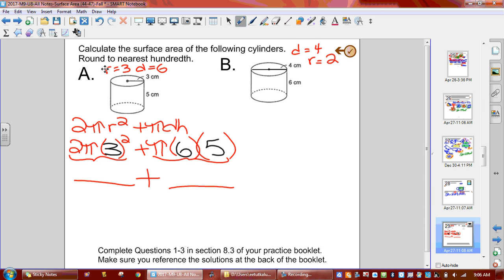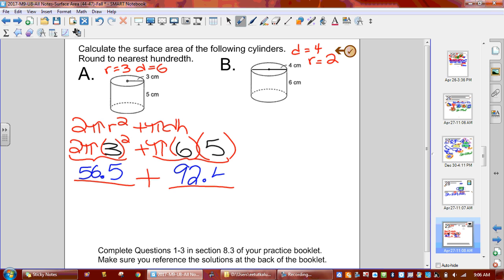This is going to give us 56.5. If the question doesn't tell you how to round, always round to 1 decimal place unless they ask you otherwise. Okay, so the rule is to round to 1. The next part will give us 92.4.